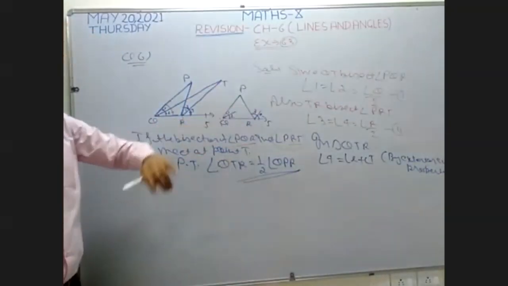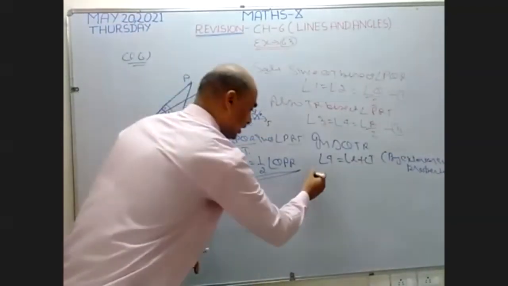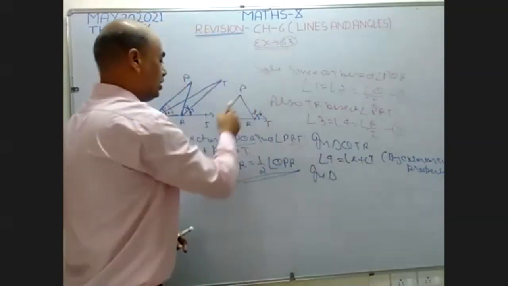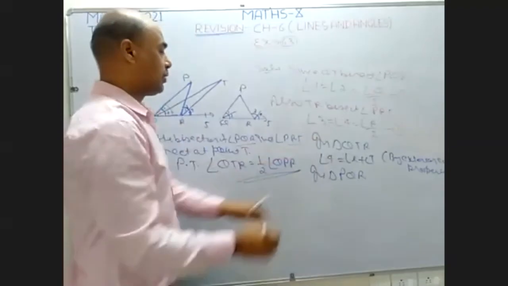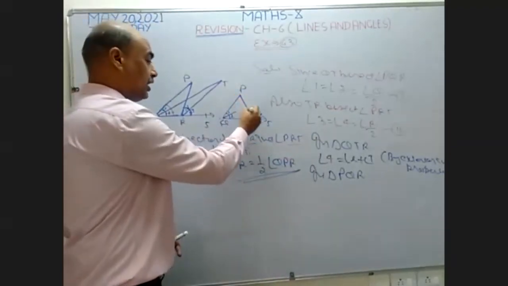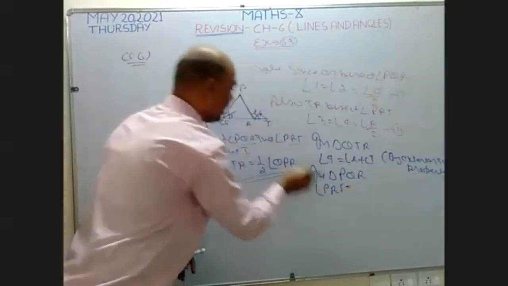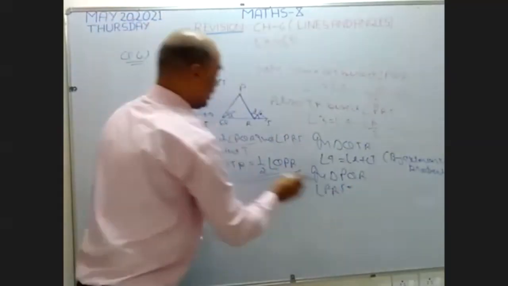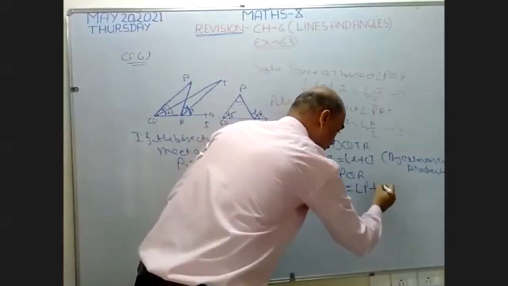Yes, sir. Now I want to take this triangle and use the exterior angle property in triangle PQR. I want to use the exterior angle property again. What is the exterior angle? PRS. Write the name PRS. This is the exterior angle of this triangle. This angle is going to equal angle P plus angle Q.